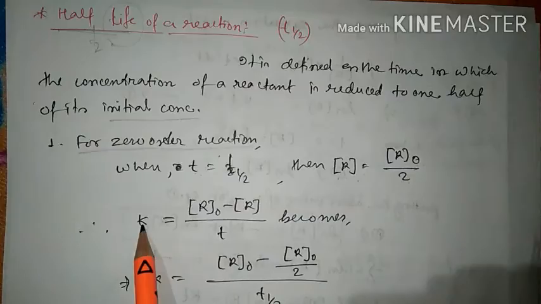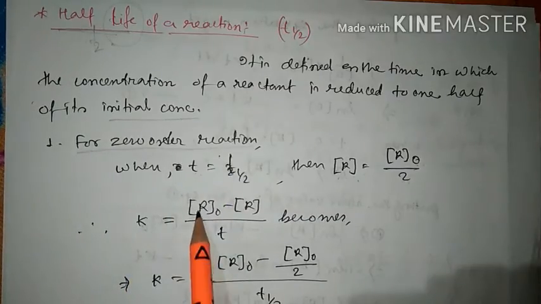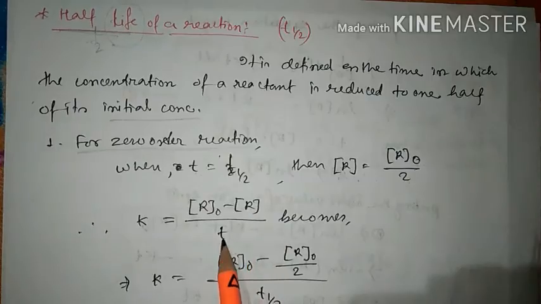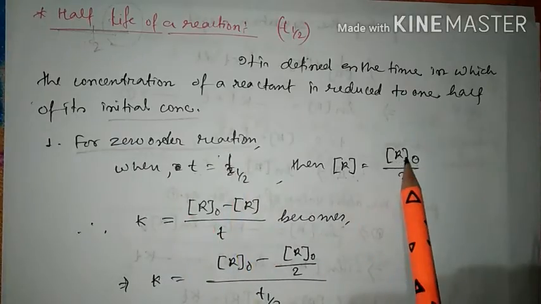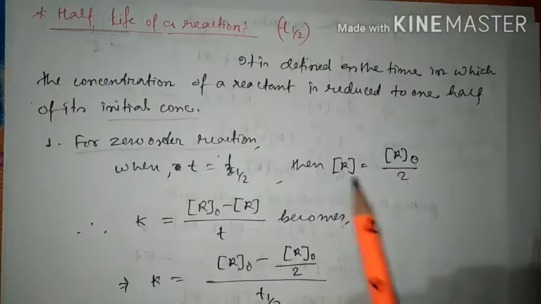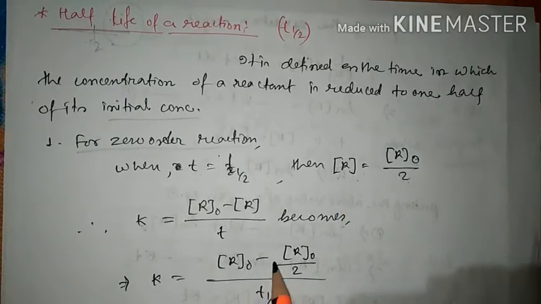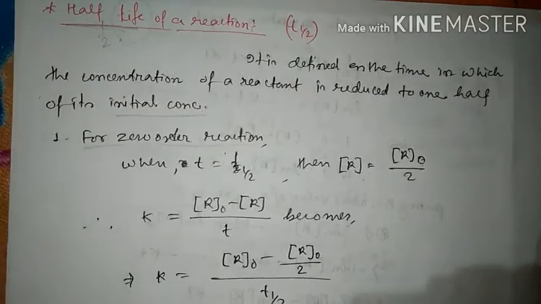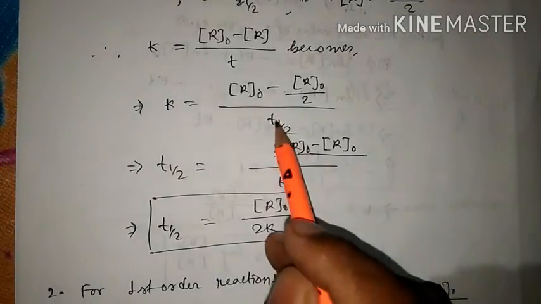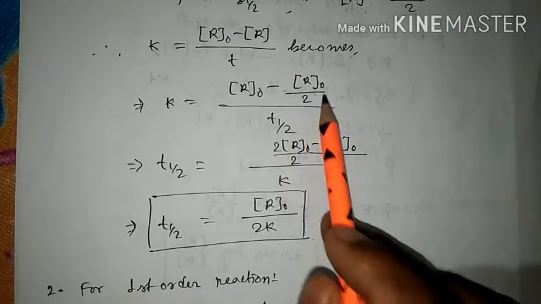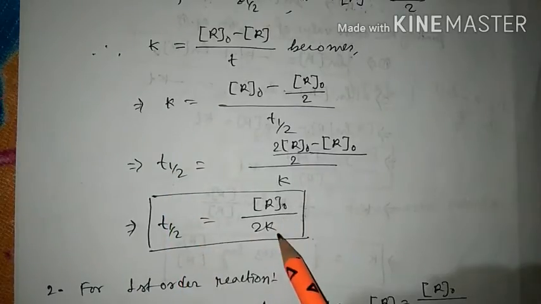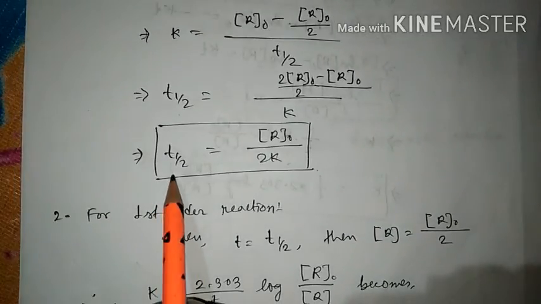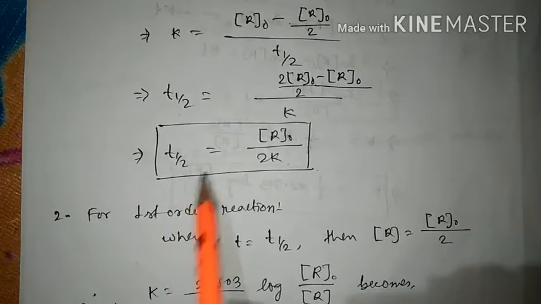Now, as we know, for zero order reactions, K equals R naught minus R divided by t. Substituting t half in place of t and R naught by 2 in place of the concentration of R, we get K equals R naught minus R naught divided by 2, and in place of t, t half will be written. If you simplify, we get t half equals R naught divided by 2K. This is the final expression for the half-life of a zero order reaction.